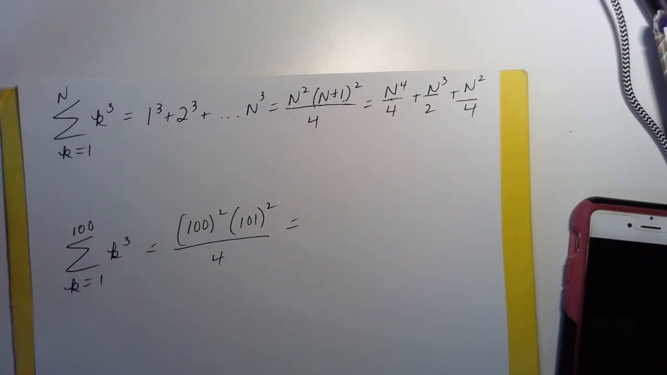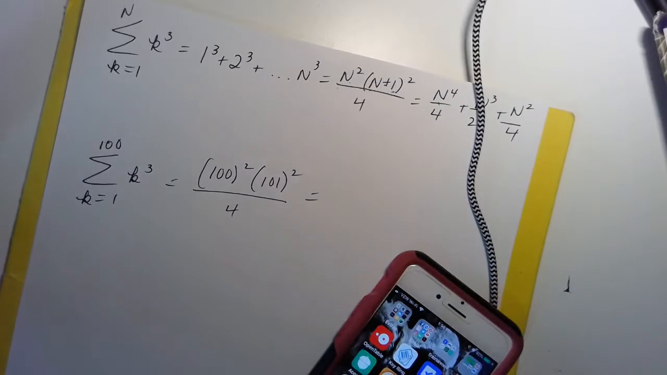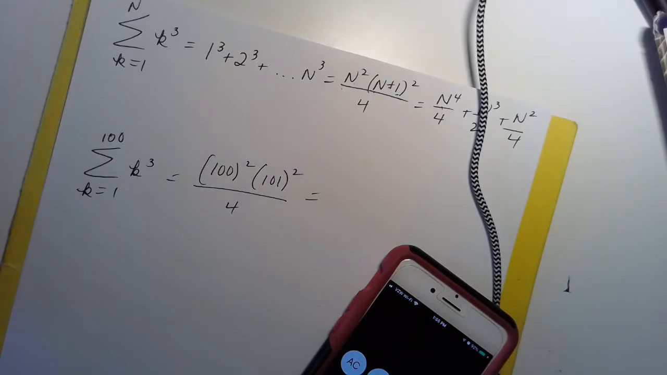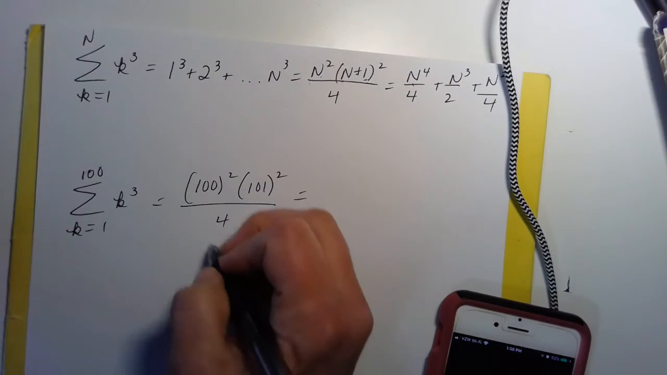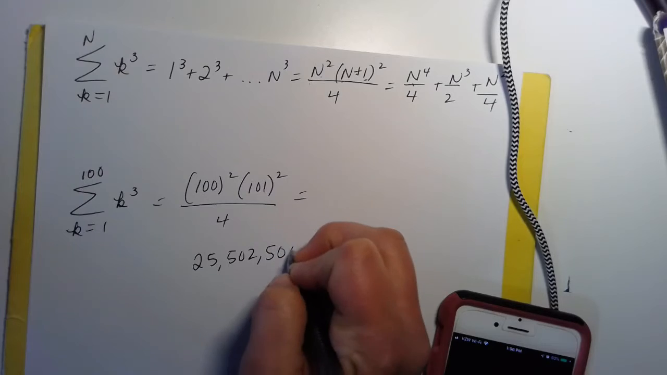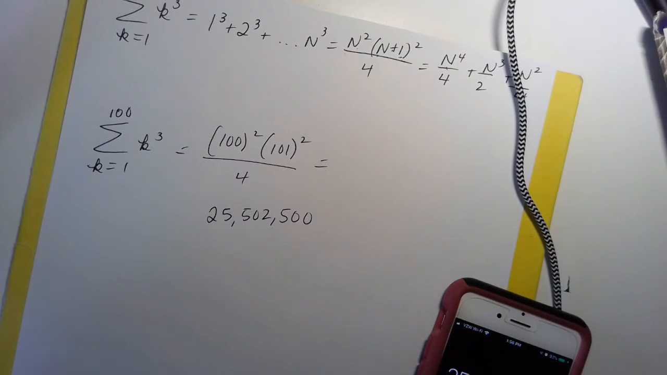So whatever that is, it's going to be a very large number. Let's see if I can get my calculator to work here for all of this. We have 100 times 100, and since I just have my basic calculator app, I'm going to do times 101 times 101, and then I'm going to divide that whole thing by 4. So I end up with 25,502,500. Big number. It doesn't seem like it would get that big that fast, but it does, okay?